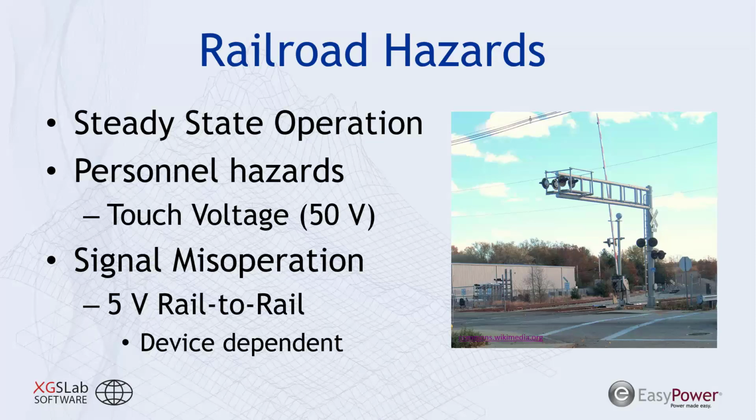This is something that is a little device dependent though. So some equipment may be able to withstand 5 volts, 20 volts, 30 volts. Other equipment may be detuned or impaired with as little as 1 volt rail to rail.